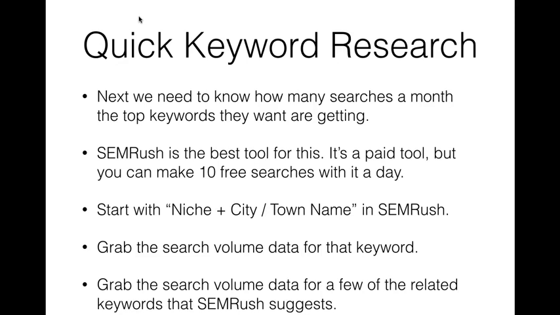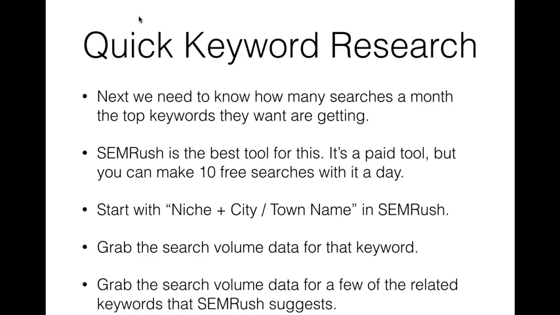Next thing you want to do is some quick keyword research, right? You want to know how many searches a month the top keywords that they want are getting, and again, you can do this ahead of time as well. You don't have to actually ask them what keywords they want to rank for. You can just go out there and estimate them as well. SEMrush is my favorite tool for doing some quick keyword research. It's a paid tool, but you can do up to 10 searches a day with it on the free version. And if you switch computers, you can get another 10. So I always like to do that.